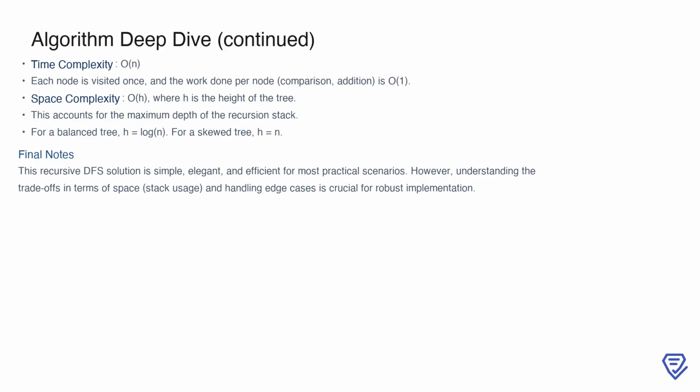The time complexity is O(n), as every node is visited exactly once, and each node contributes a constant amount of work in terms of comparisons and additions. The space complexity is O(h), where h is the height of the tree, because the recursion stack stores the state of each active function call.